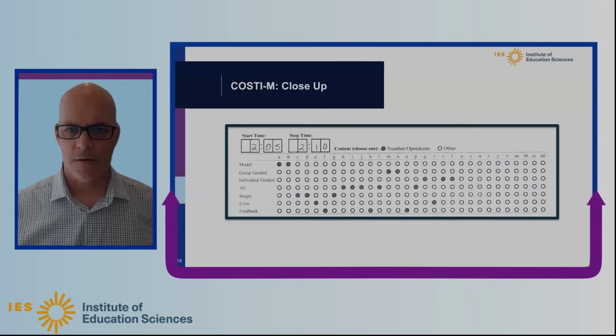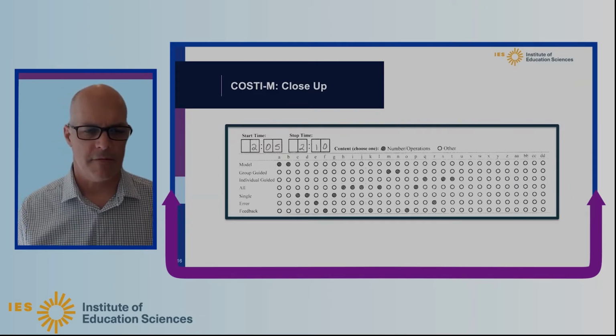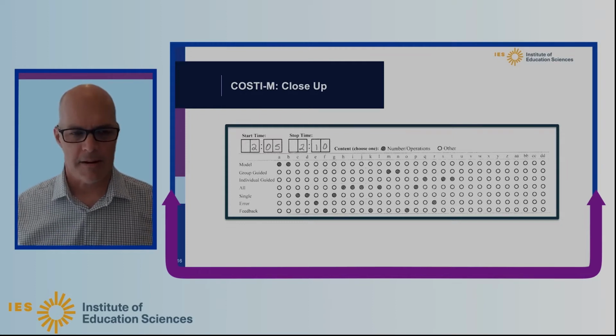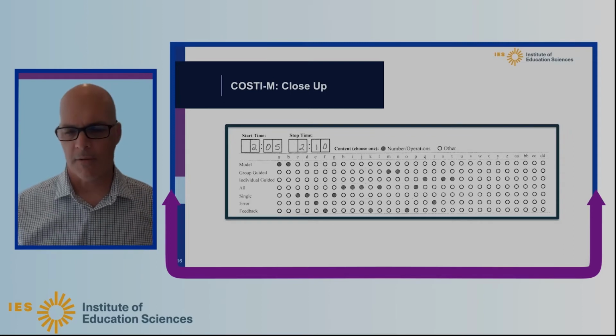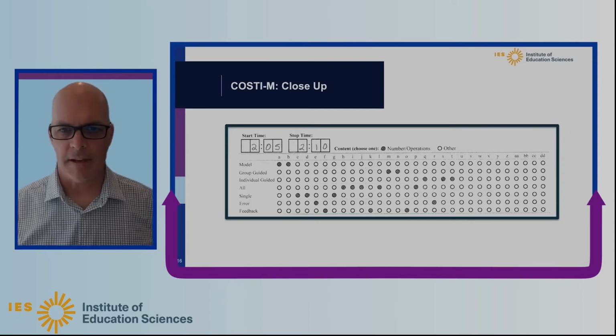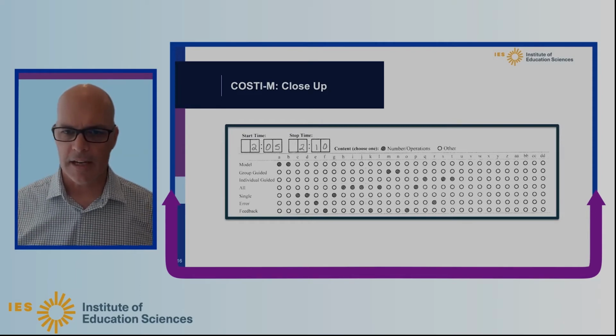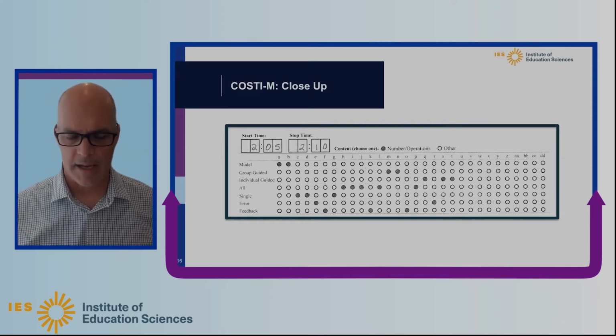Here's a quick close-up of the COST-EM, just to give you a sense of what this measure looks like. Working from left to right in the first column, column A, you can see that the observer coded the first initial teacher model. The second behavior coded was a second teacher model. The third was coded as single, or that was an individual practice opportunity, and so on, carrying on from left to right. Essentially, you're capturing the individual occurrences of these targeted behaviors.